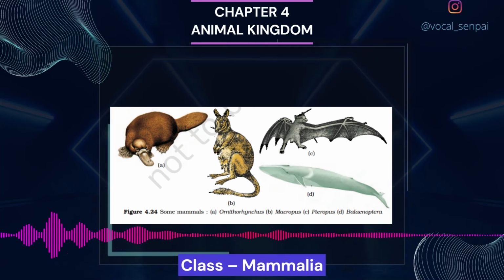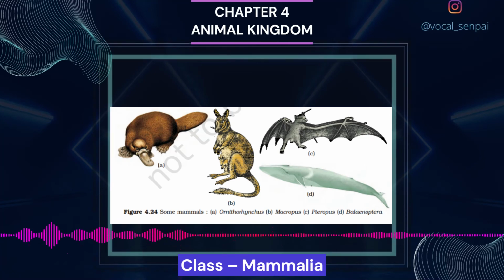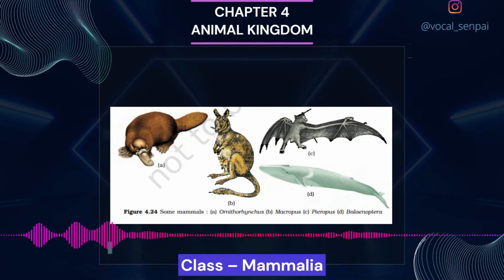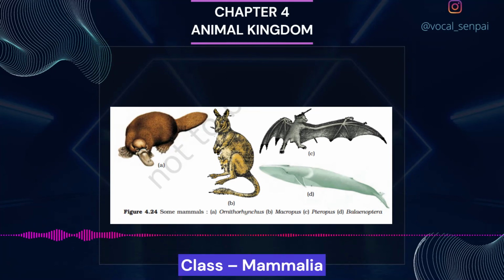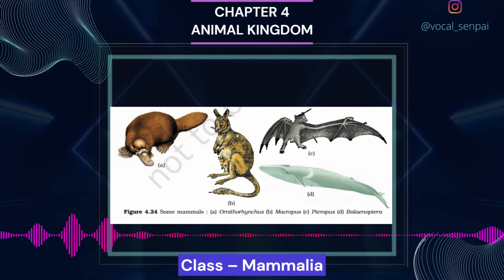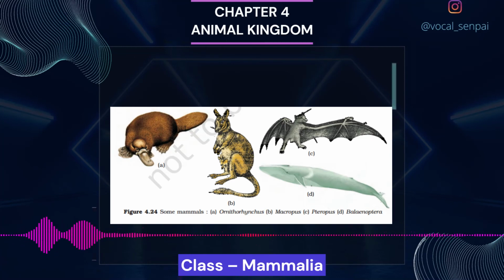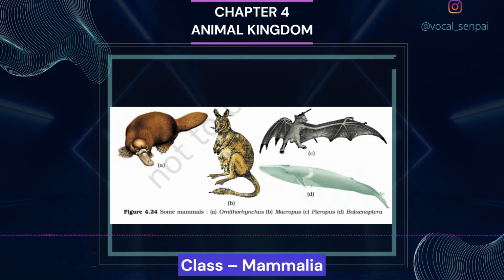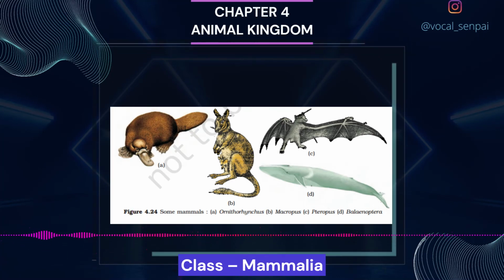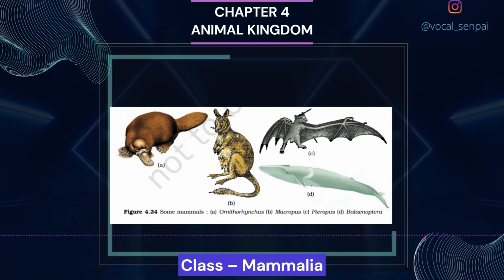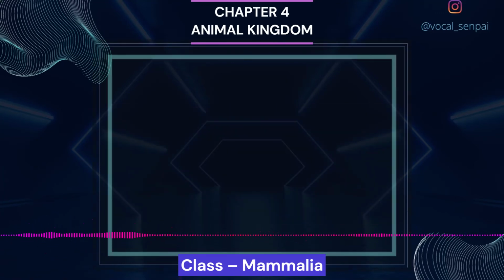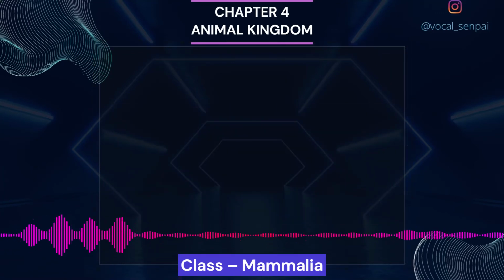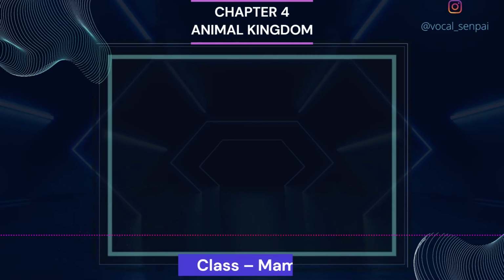Examples: oviparous Ornithorhynchus, platypus; viviparous Macropus, kangaroo; Pteropus, flying fox; Camelus, camel; Macaca, monkey; Rattus, rat; Canis, dog; Felis, cat; Elephas, elephant; Equus, horse; Delphinus, common dolphin; Balaenoptera, blue whale; Panthera tigris, tiger; Panthera leo, lion. The salient distinguishing features of all phyla under Animal Kingdom are comprehensively given in table 4.2.